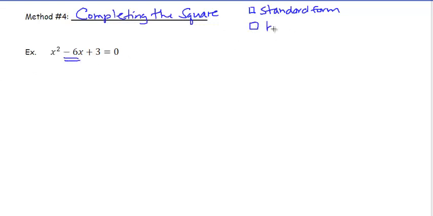We like to complete the square when the b is even. So here we have -6. That's an even number. This would be a good time to complete the square. I'm going to say one more thing. It's good when a is 1. Right? A is the coefficient of the x squared. All right. So let's do our work now.